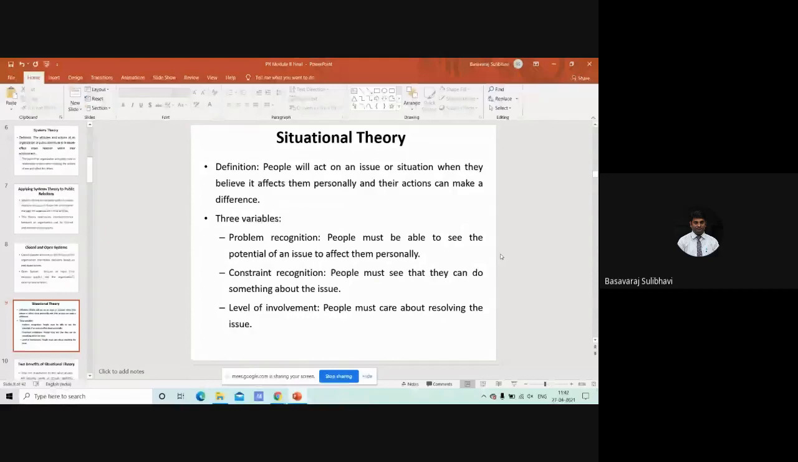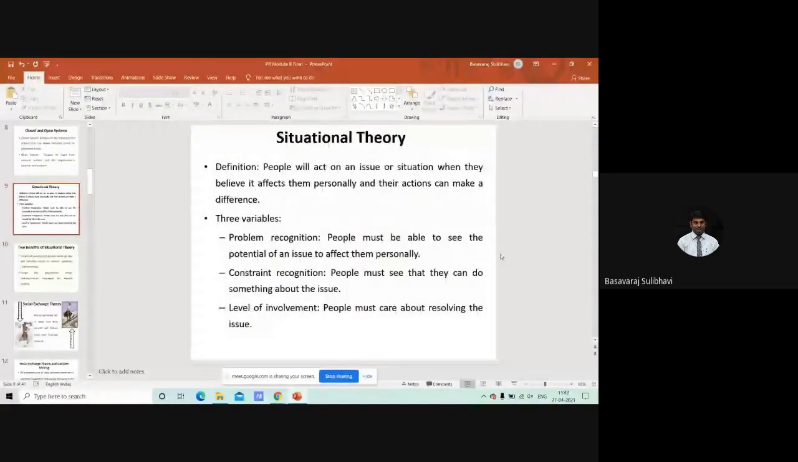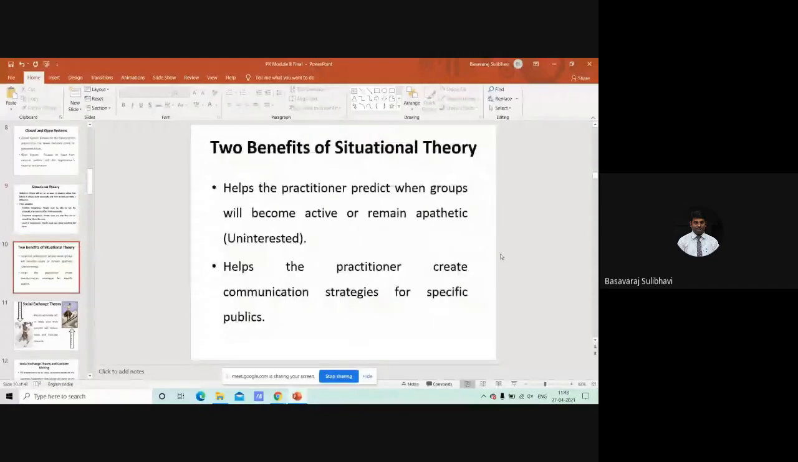Fine. So there are two types of benefits of situational theory, or you can say advantages of using this theory. The first one is that it helps practitioners to predict when a group will become active or remain apathetic, or we say uninterested. These three major variables, when you use and practice them in PR programs, are on the basis of situational theory. So you can expect two benefits.